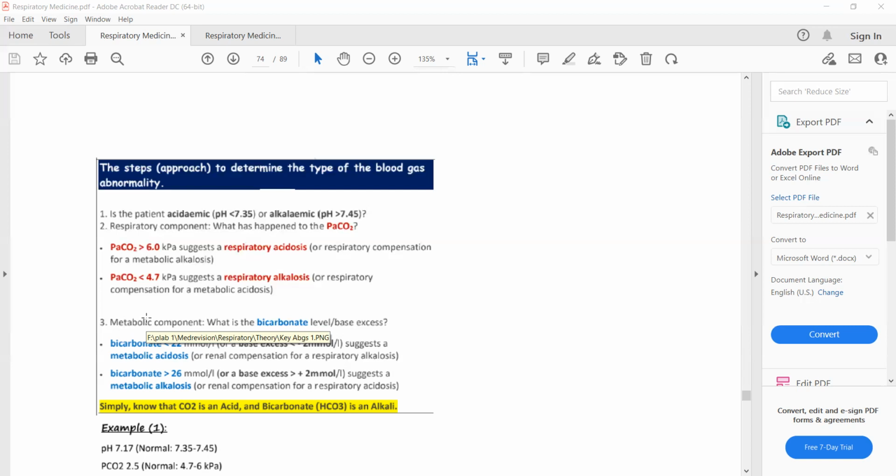So for example, if in the first step we saw that the patient is acidemic, his pH was below 7.35. Now to determine the cause of this low pH, we will need to look at two things. The first is the respiratory component and the second is the metabolic component. When we are talking about the metabolic component, we are talking about the bicarbonate level or base excess.